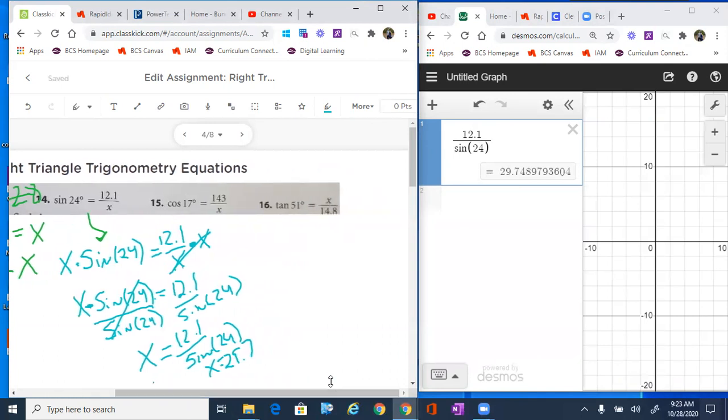Now, let's go ahead and keep going, maybe do a couple more just in case you're having a hard time. Let's go to number 16 here. You're going to notice it says tan 51 equals x over 14.8.